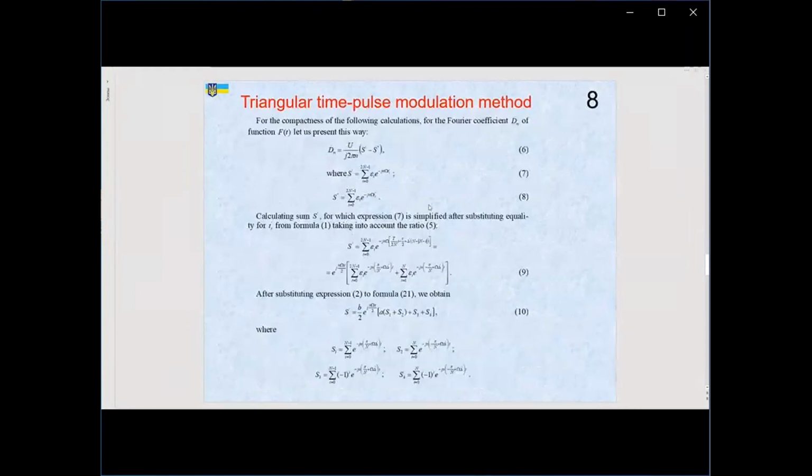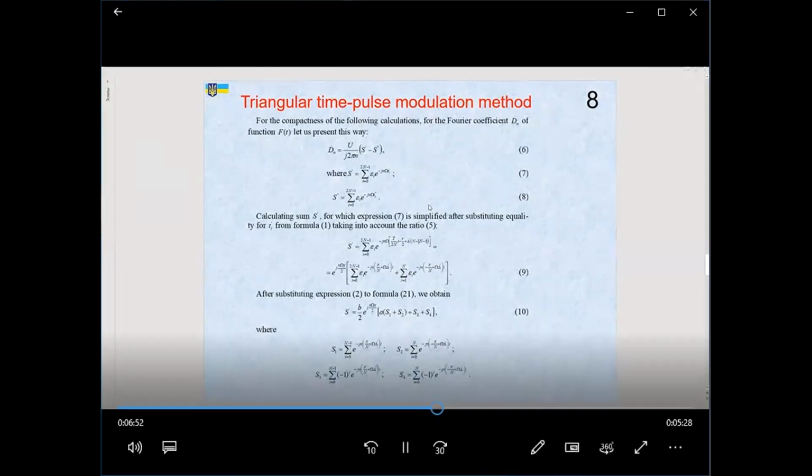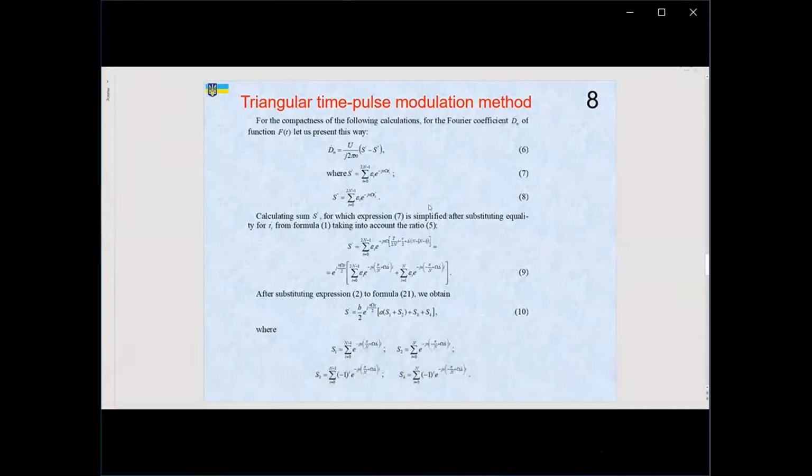For the convenience of the following calculation, let the function f of t be presented this way. The calculation of the sum S is simplified after substituting the equality for t i from Formula 1, taking into account the ratio. After substituting the expression into Formula 21, we obtain Formula 10.